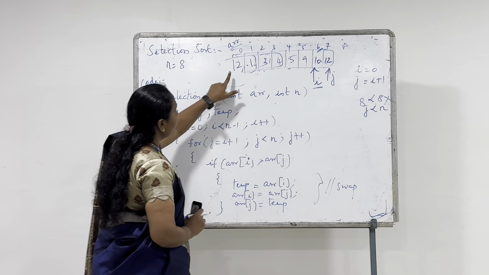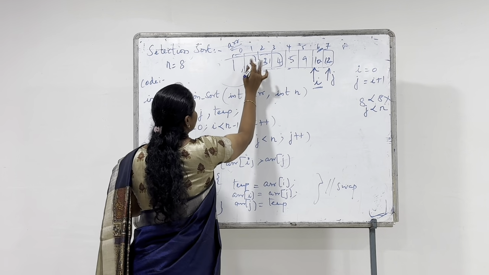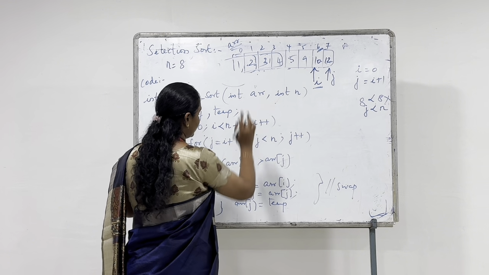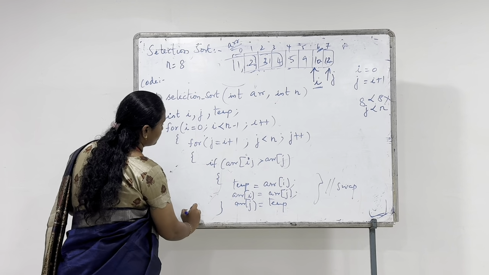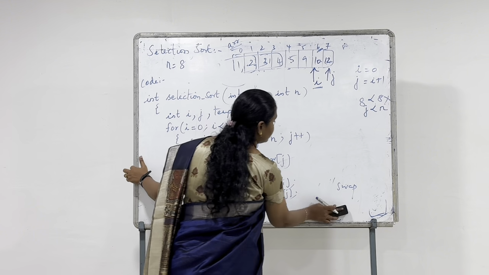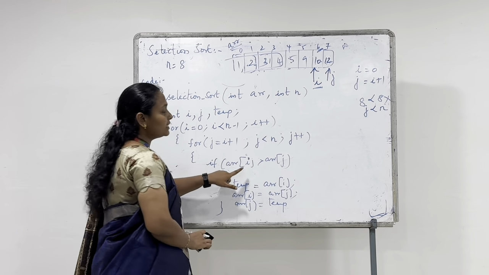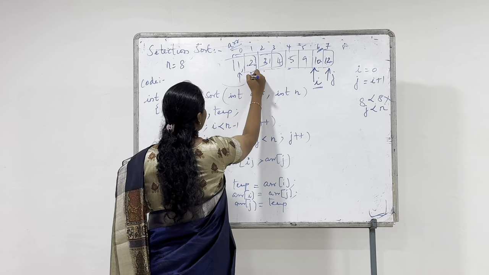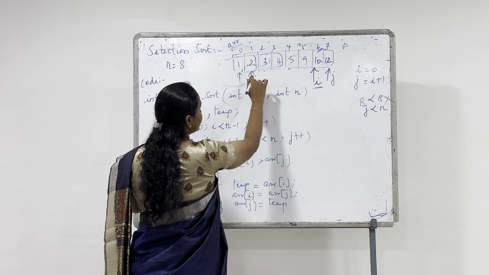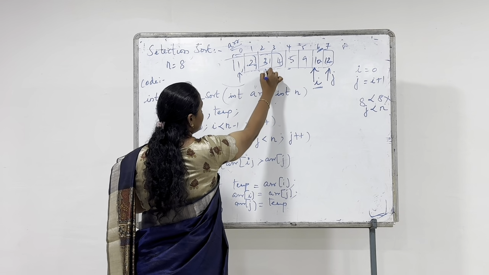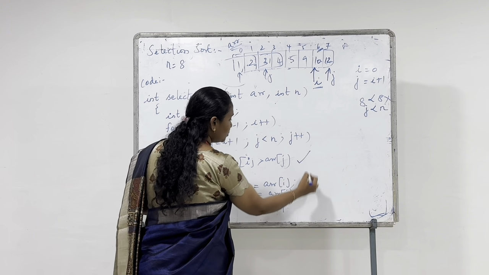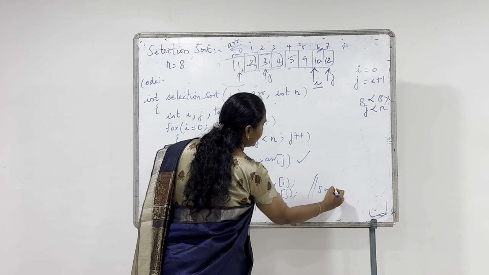Here we are comparing these two elements, and these three lines are used to swap these two elements. If this condition fails, j gets incremented here. If these two elements are already sorted, then j gets incremented automatically. It goes and sees the next element to compare with i. If the condition is true, then it performs swapping.